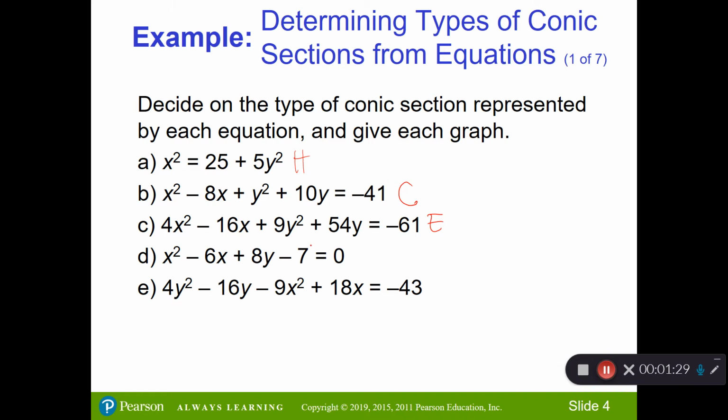x squared, but no y squared. So we suspect this is going to be a parabola. y squared and x squared, same side, but they're different signs. So we expect this is going to be a hyperbola.